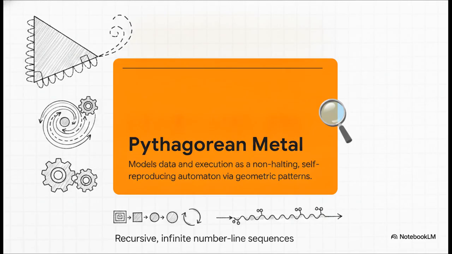Now, this concept treats code, the action, and data, the object, as completely interchangeable entities. It models data and execution as a non-halting, self-reproducing automaton. Essentially, that's a system that continuously loops and builds upon itself without ever needing to stop and fetch new instructions. It takes the non-halting property of a right triangle's diagonal from classical Euclidean geometry and brilliantly applies it to software architecture, pairing finite modulo sequences for iteration with infinite number line sequences for recursive structures.